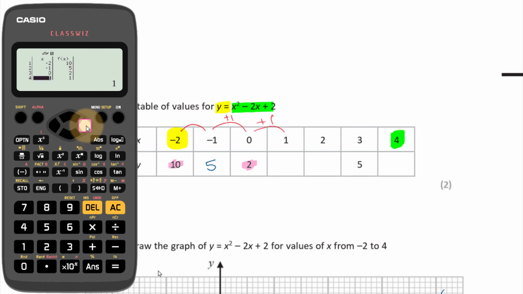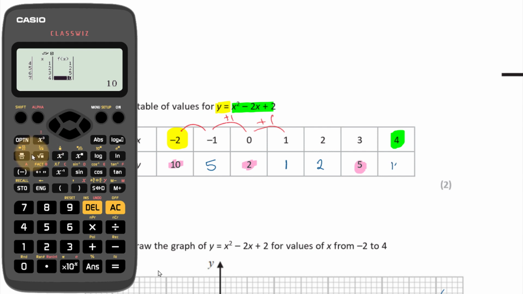Going down a bit more, I've got 1 and 1, so let's write the 1 in. Then I've got 2 and 2, so let's write that in. And then 3 and 5, again, I've already got that one on my table, so it's all matching up, so it's all good. And then finally 4 and then 10.